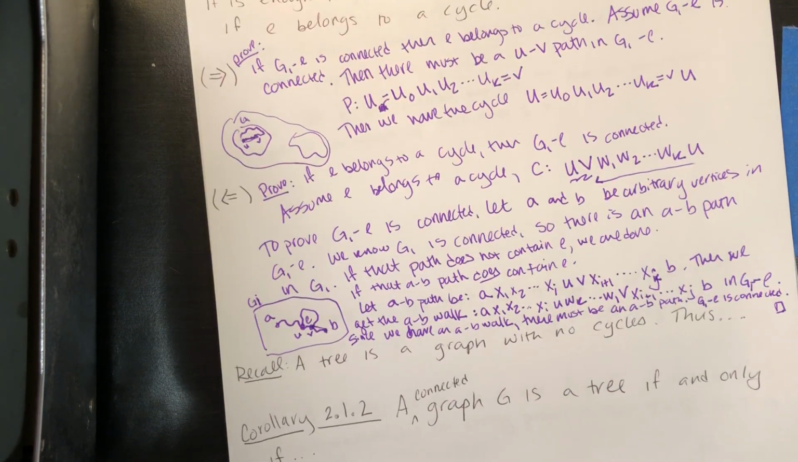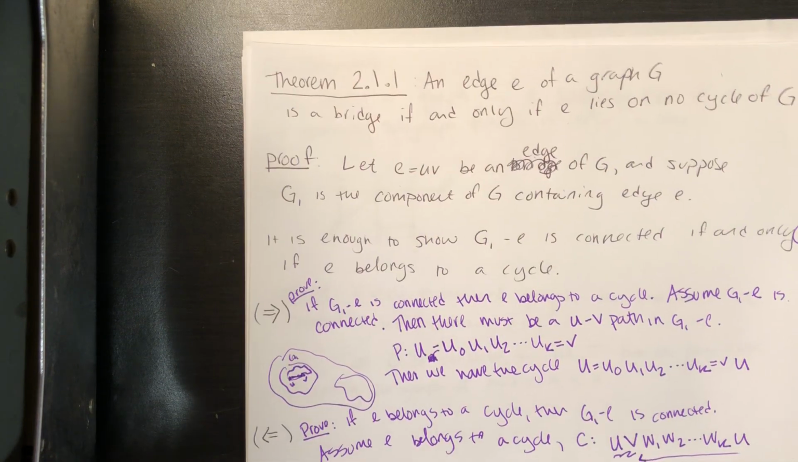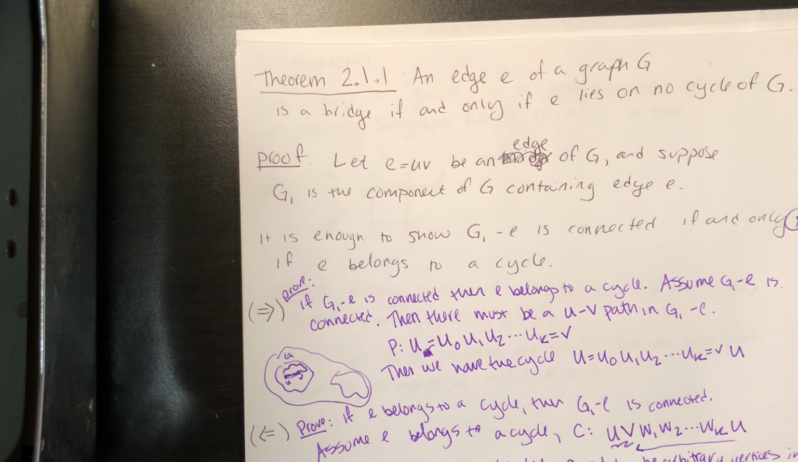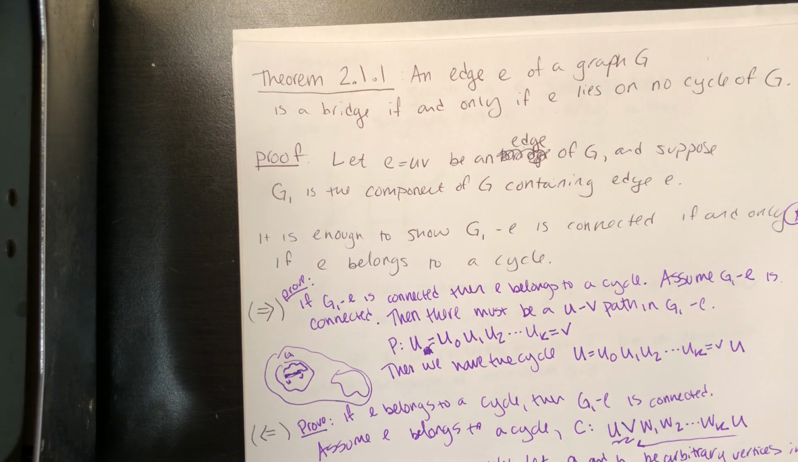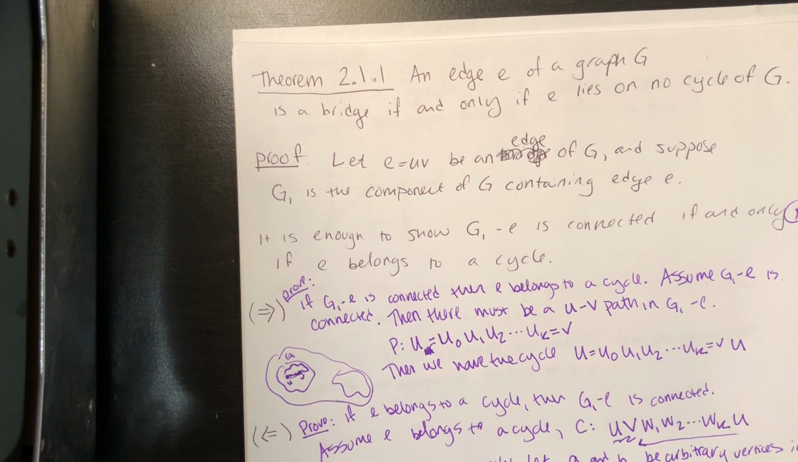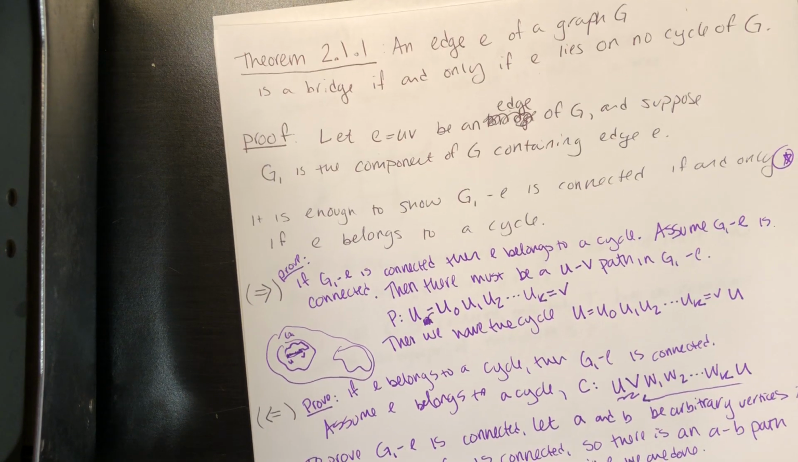Great. So now we know from this theorem that an edge of a graph is a bridge if and only if it does not lie on any cycle of the graph. This is a really nice theorem because it allows us to pretty quickly identify what is a bridge and what is not by looking at a graph if we have a picture of it.